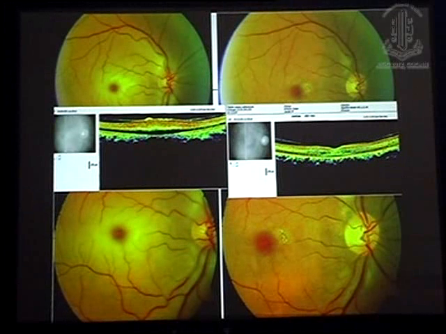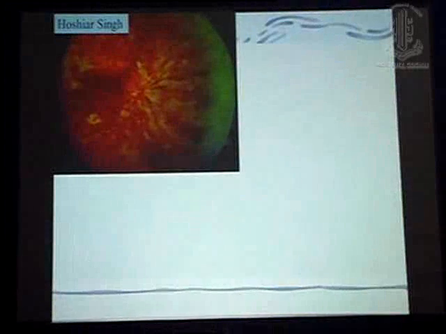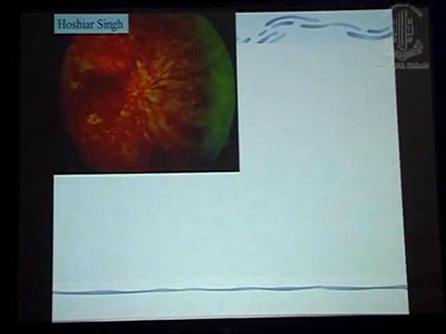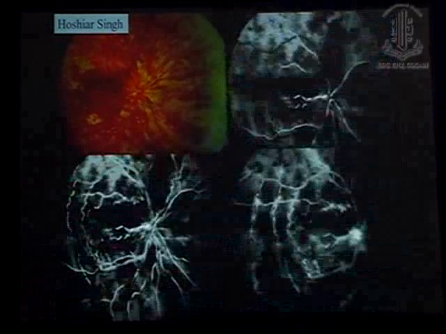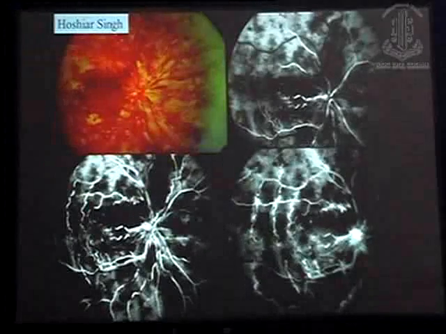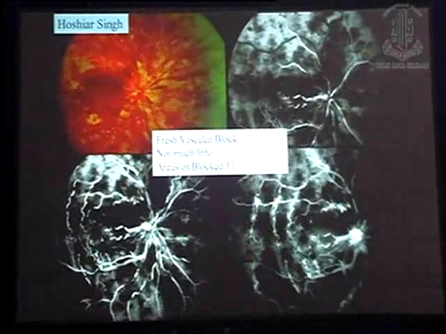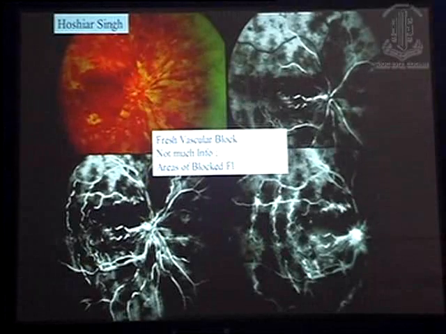FA actually is not required, but we had to do it just for documentation. Coming to venous blocks, it's a typical venous block. Generally we don't do FA in such situations, only an OCT. This is a fresh patient of venous block. Not much information on angiography. OCT, although, is very ballooned up.